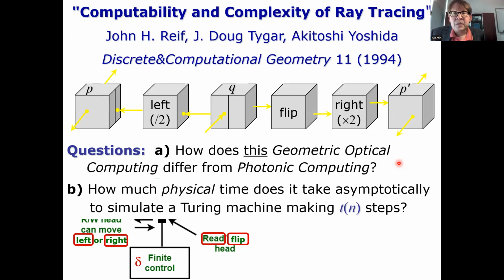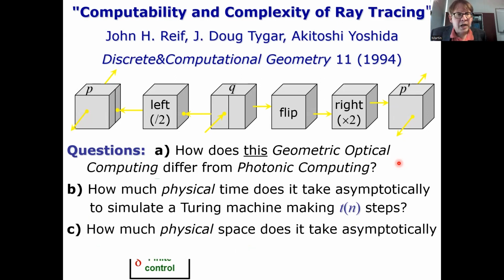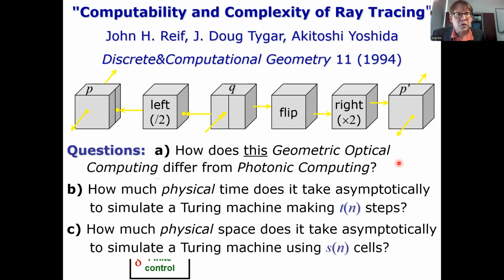This is something I would like you to think about. The efficiency, more precisely, the time efficiency, the velocity, the speed of calculation attained by this kind of optical computer. And the next question, C, is similarly about the memory efficiency. How much physical space does it take to simulate in this way the Turing machine using S of n cells?